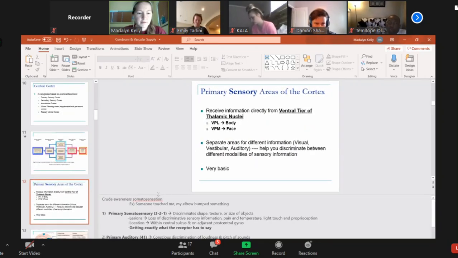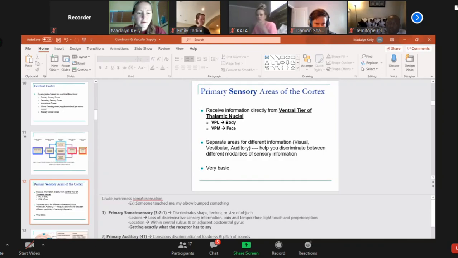Okay, so now we go into a little bit more specific with these. Primary sensory, it receives information directly from the ventral tier of the thalamic nuclei, the VPL, which is the body, or the VPM, the face. Primary somatosensory, it discriminates the shape, texture, or size of objects. You're getting exactly what the receptor has to say. These we do need to know the numbers for. So somatosensory is 3, 2, 1.